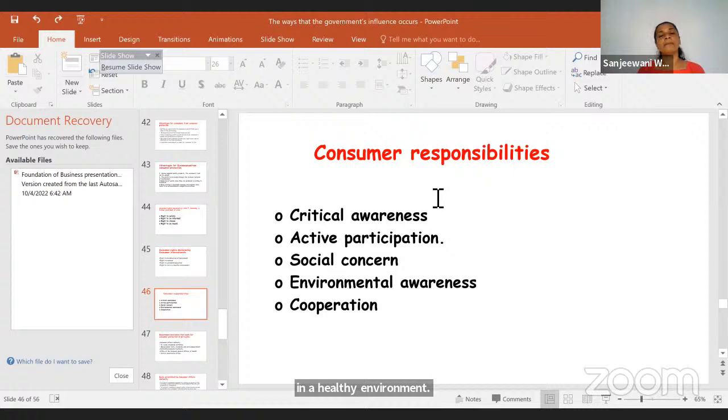Now, there are some consumer responsibilities also. You as consumers also have some responsibilities. Critical awareness, active participation, so you need to actively participate, social concern and environmental awareness, and cooperation. These are consumer responsibilities. So separately, consumer rights and consumer responsibilities you need to know. Critical awareness, active participation, social concern, environmental awareness, and cooperation. These are the only consumer responsibilities that you need to know.